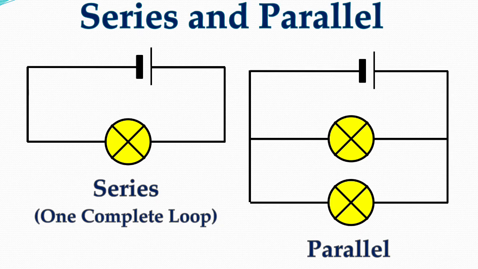You've probably encountered series and parallel circuits already at Key Stage 3. A series circuit, like we have here on the left, is one complete loop, whereas a parallel circuit, like the one on the right, has branches where the current can split in two or more directions.